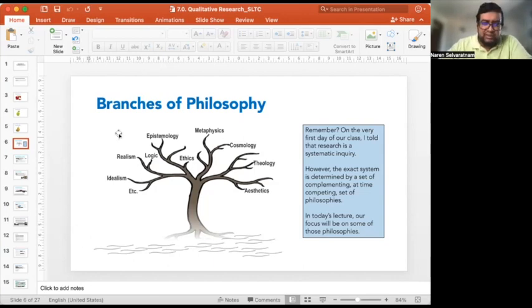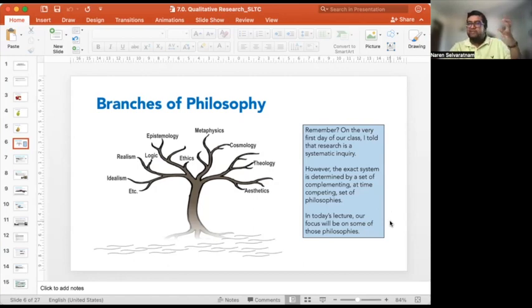So for this, we need to discuss a little bit of philosophy. Now, this is actually philosophy. Remember, on the very first day of our class, I told you research is a systematic inquiry. You use a particular system to understand research. However, the exact system is determined by a set of complementing and at times competing philosophies. How you go ahead and do research is determined by some of your assumptions, some of the philosophies that we subscribe to. Previously, when I taught quantitative research, I was taking you through a specific philosophy.